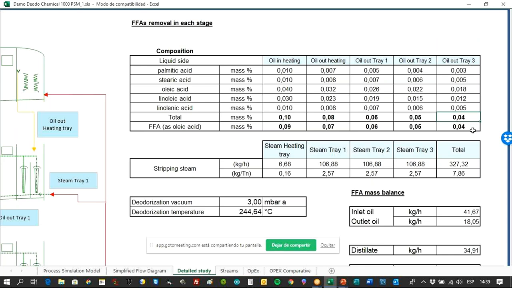If in our case we have a final target of free fatty acid composition in the deodorized oil of 0.05%, one feasible analysis from this simulation run is that we could reduce the steam injection to the deodorization trays and still get 0.05% of free fatty acid content in the deodorized oil. Okay, this is one feasible analysis.